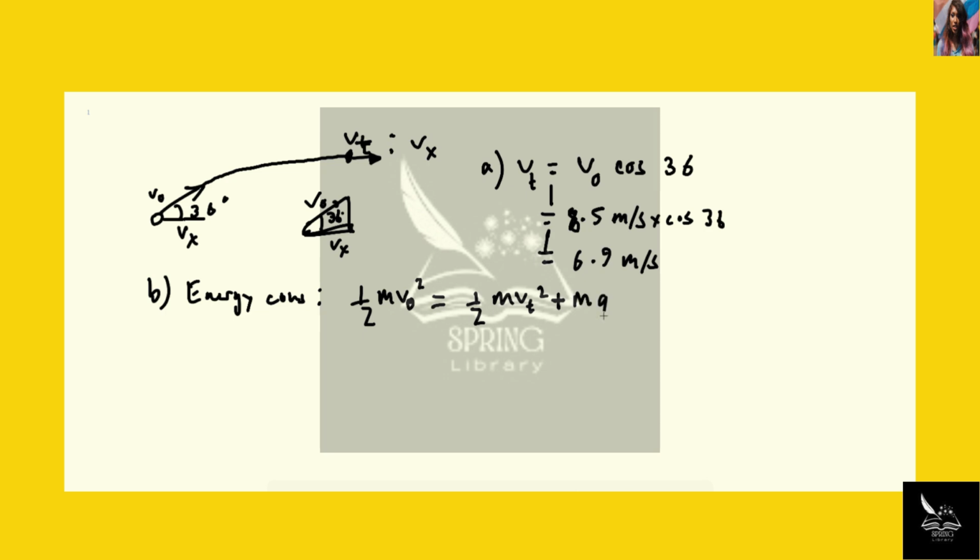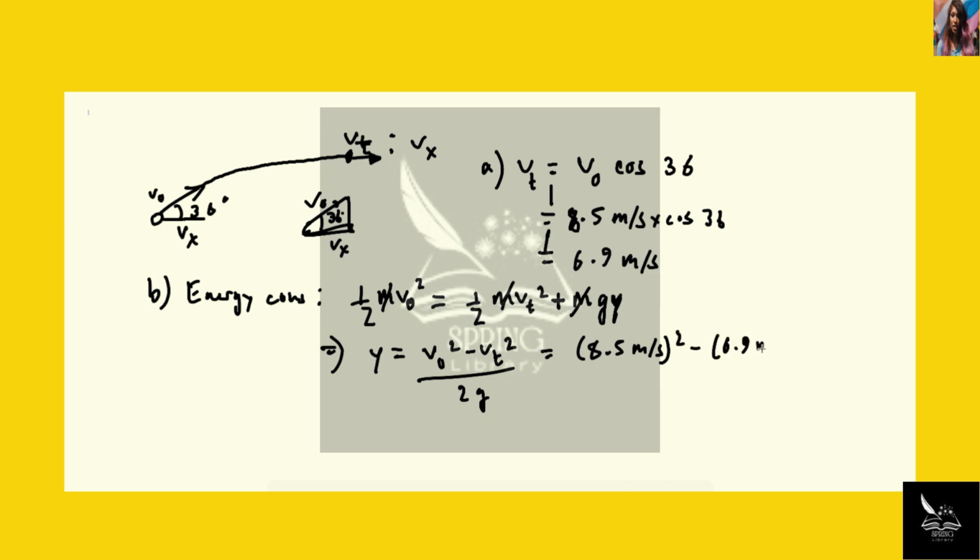Added to that is the potential energy, which is mgy, y being the height. And so we have to find y. We can get rid of these m's, multiply both sides by 2. So y becomes v naught squared minus vt squared over 2g. And so that's 8.5 meters per second squared minus 6.9 meters per second squared over 2 times 9.8 meters per second squared. And that gives us y, the maximum height, of about 1.3 meters.